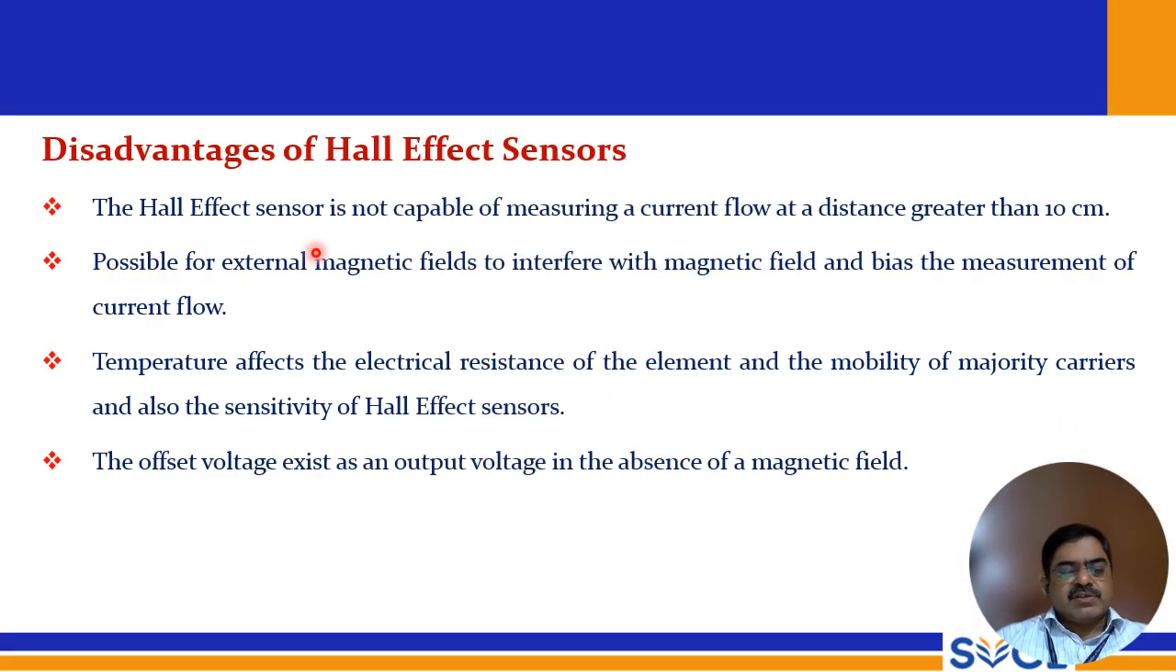Disadvantages: the Hall effect sensor is not capable of measuring a current flow at a distance greater than 10 centimeters. It is possible for external magnetic fields to interfere with the magnetic field and bias the measurement of current flow. Other environmental factors also play a role here. Temperature affects the electrical resistance of the element and the mobility of majority carriers, and also the sensitivity of Hall effect sensors. The offset voltage exists as an output voltage in the absence of a magnetic field.